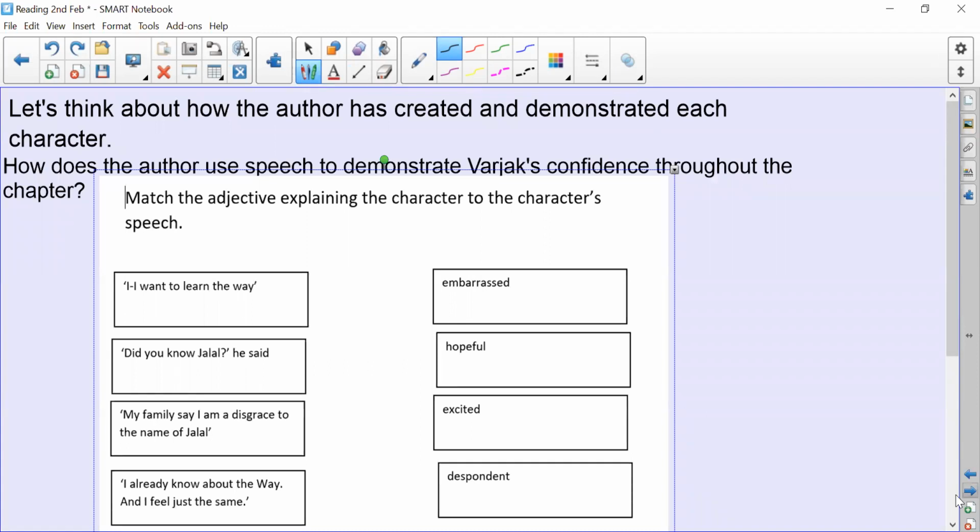Okay, so let's go on to speech now. Let's think about how the author has created and demonstrated each character. How does the author use speech to demonstrate Varjak's confidence throughout the chapter? Think about how Varjak's confidence changes. You might want to pause and have a discussion. But let's look at the speech and let's think. Can you match these parts of the sentence to an adjective that describes how Varjak was feeling? I'll show the answers to that in a minute.